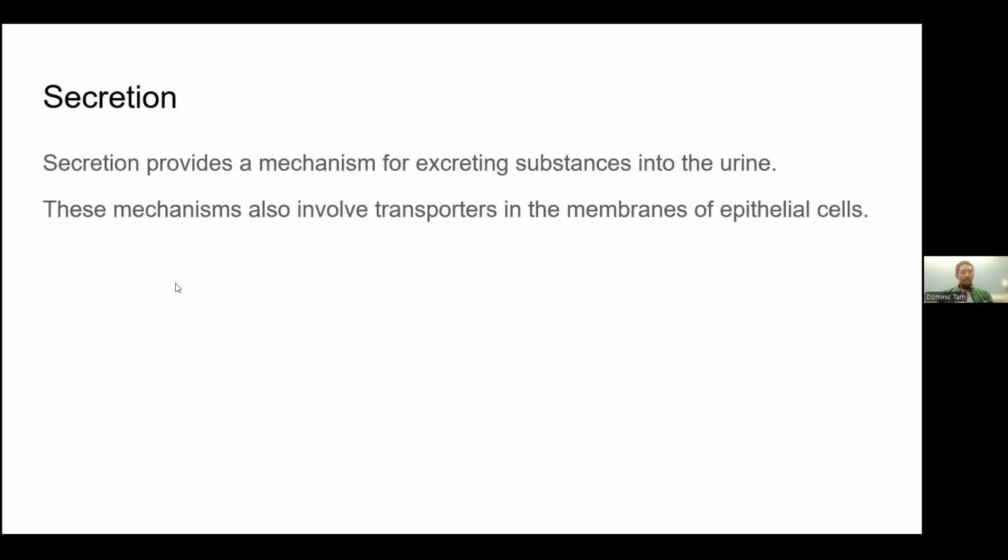That's urea. Now, secretion: a few substances are secreted from the peritubular capillary blood into the tubular fluid. So in addition to filtration, secretion actually provides a mechanism for excreting substances into the urine, right? Such as organic acids, organic bases, and potassium. And like reabsorption, secretion mechanisms involve transporters in the membranes of the epithelial cells lining the nephron. Further down, we're going to get into those things.